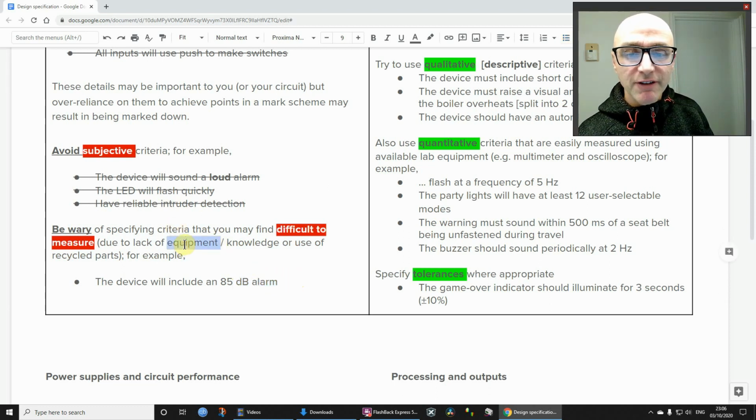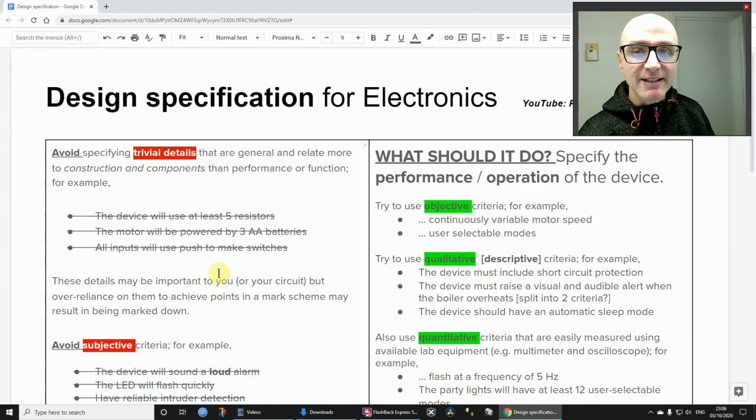So through lack of equipment or lack of knowledge about how to use that equipment, or maybe you're using recycled parts. Now, the reason I mention that is because it would be fairly easy for us to actually buy. If it's an alarm, we can easily go online, go to our suppliers and find that one of their buzzers might be specified with a sound output of 75 decibels, 85, 90, whatever it happens to be. But then again, if you're specifying that detail, really you're just specifying the components, okay?